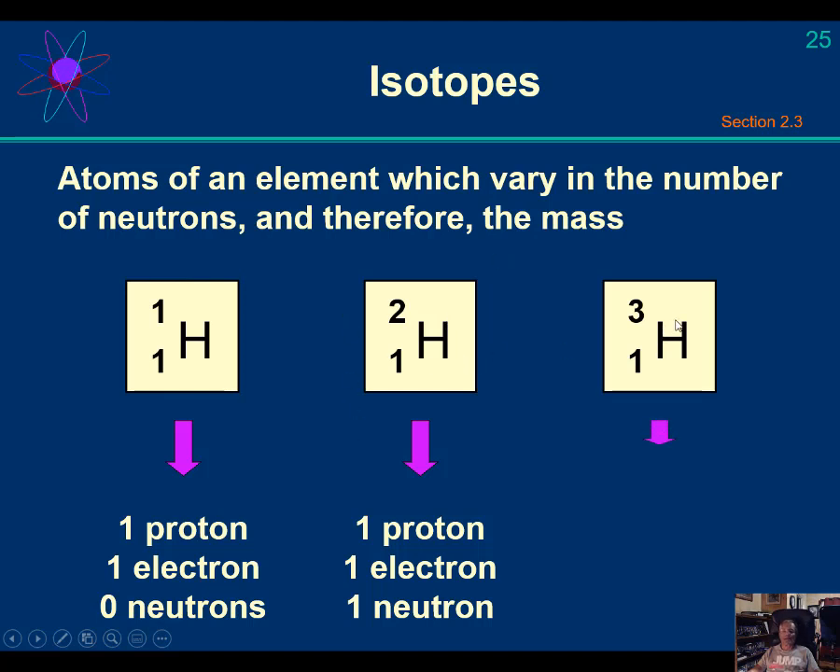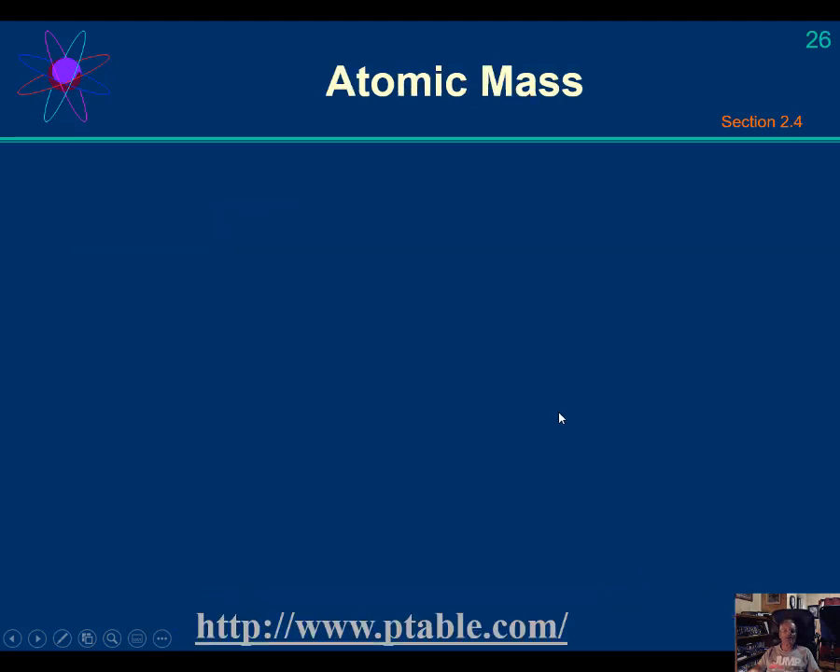This is tritium. It's 3 minus 1, 2 neutrons in the nucleus. It's associated with radioactivity, nuclear reactions, actually. And it still has 1 proton, 1 electron, but it has 2 neutrons. So these different isotopes differ in mass because they differ in the number of neutrons that are in the nucleus.